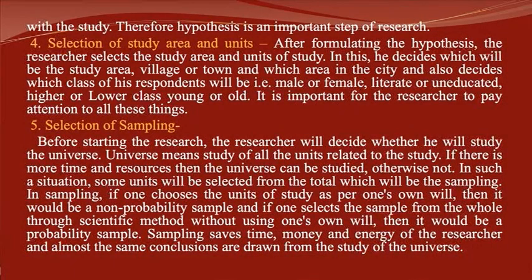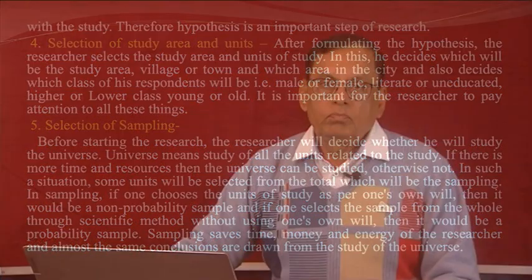Sampling saves time, money and energy of the researcher, and for the most part the same conclusions are drawn as from a study of the universe. If we conduct research using a universe study, and on the other hand we use a sampling study, the results remain the same for both. So, we prefer to use sampling because sampling saves our time, money and labor. Then after selection of sampling, comes selection of techniques for data collection.